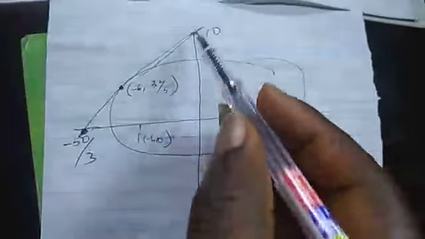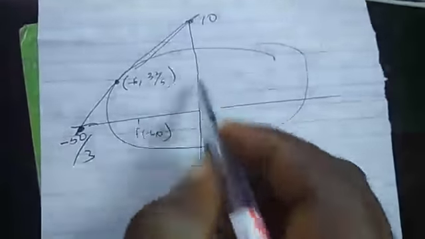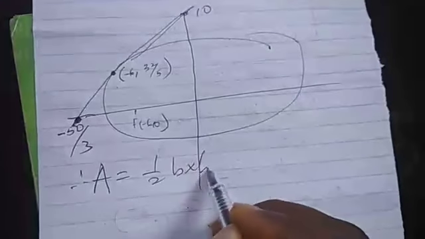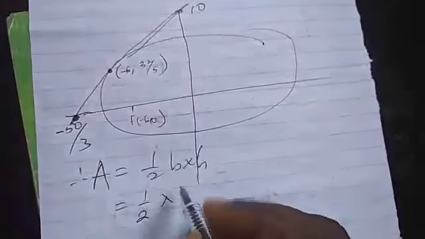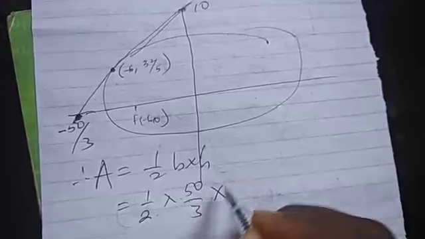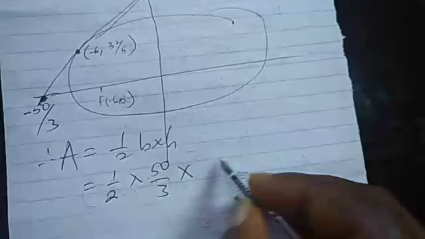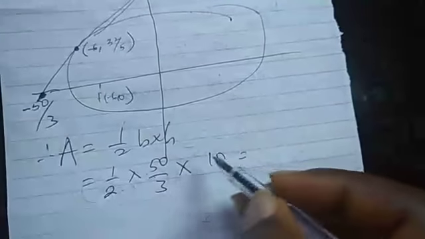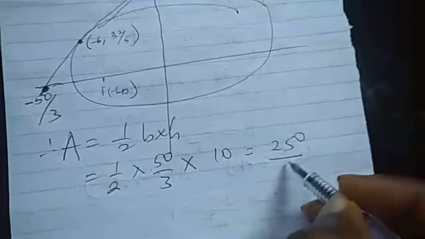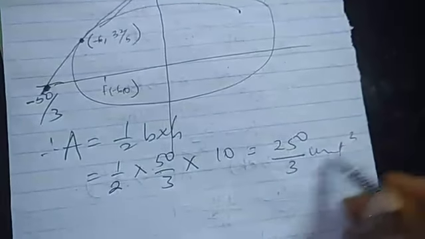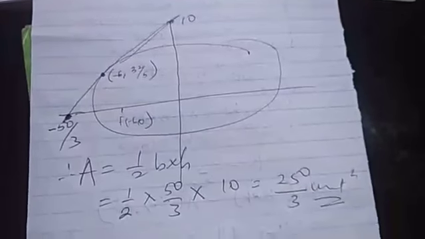So they asked me to find the area of this triangle. It's very easy for me to find. It's a right angle triangle. Therefore, the area is half base times height. This is half times the base. The base is 50 over 3 times the height. The height is 10. So if you simplify everything, this should give me 250 over 3 units squared. So that will be the final answer.